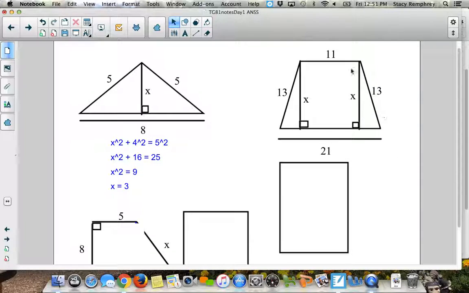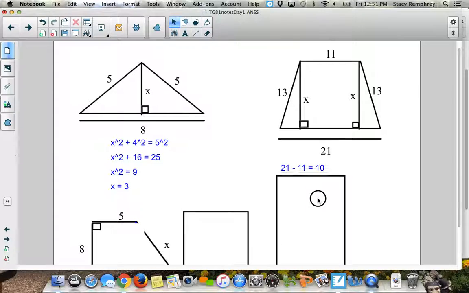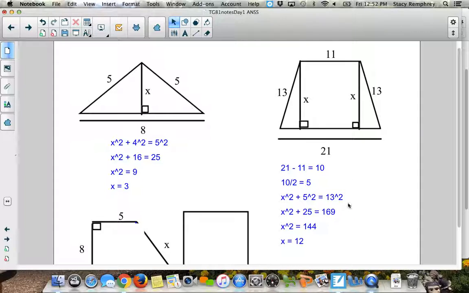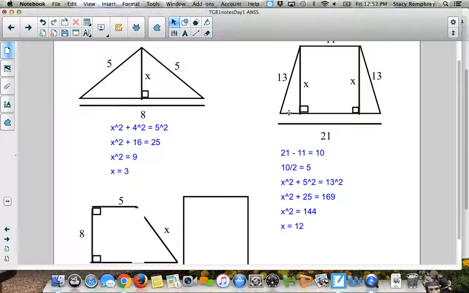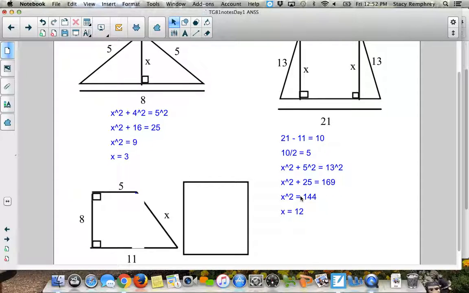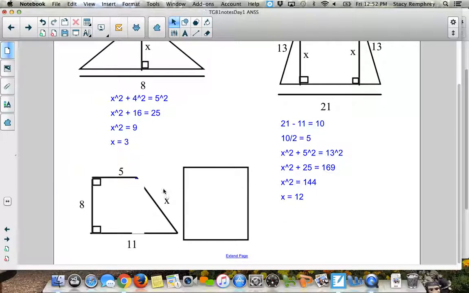All right, over here, I have an isosceles trapezoid. Well, this is a rectangle in here, so if this is 11, that means this is 11. And if that's 11, 21 minus 11 means I have 10 to split between these. And I can prove these triangles congruent. So I know the 10 is split equally. So I know this little piece here is 5 and this little piece here is 5. So once I had those, I knew x squared plus 5 squared equals 13 squared. Again, I knew that 13 was the c because that's across from the right angle. And then I solved that and I got 12.